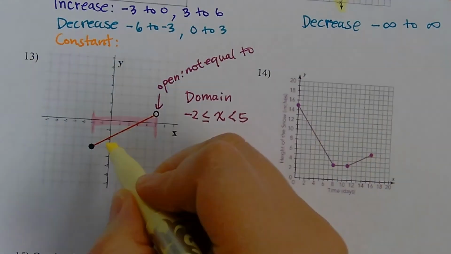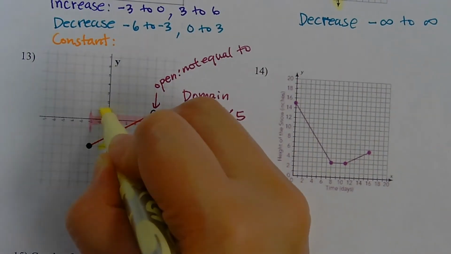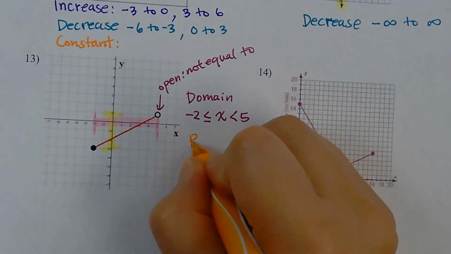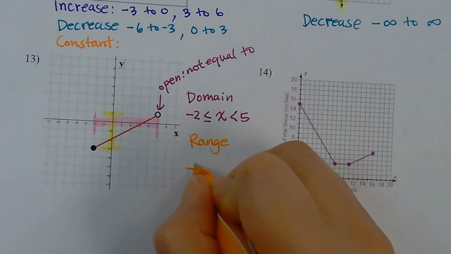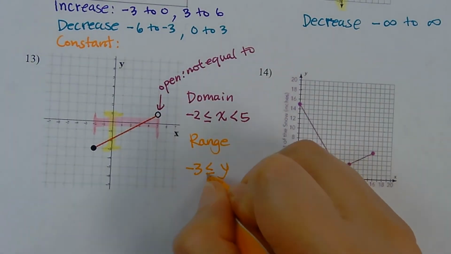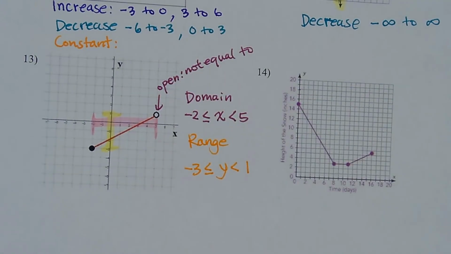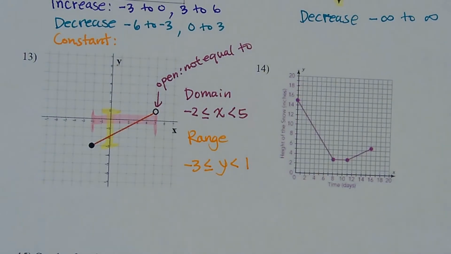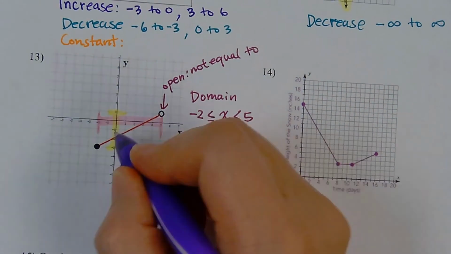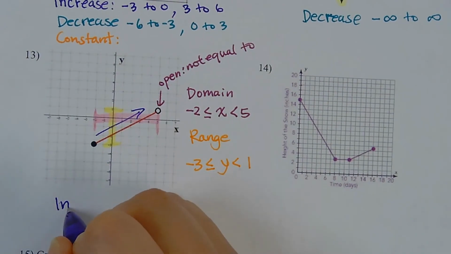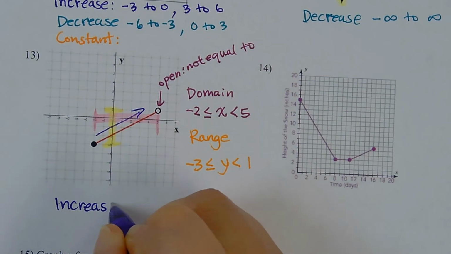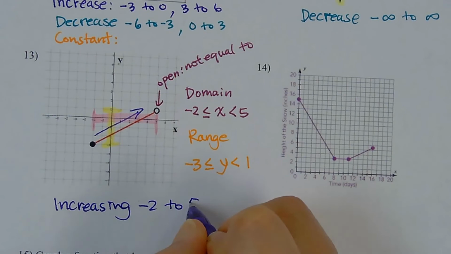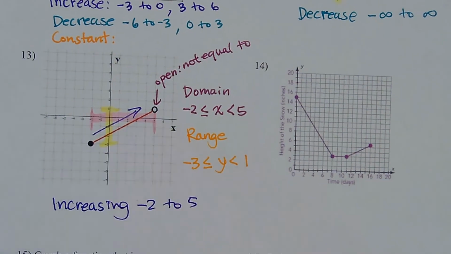All right, and then we're going to go to the range. How low does it go? All the way from -3 all the way up to 1. So the range is going to be from -3. It can be -3, so we got the equal to sign, all the way up to 1. Again, for the same reason, it cannot be equal to 1. There we go. And this is always from left to right, so it is increasing. Well, not always, but it is increasing from -2 to 5. That's the interval in which it's increasing.